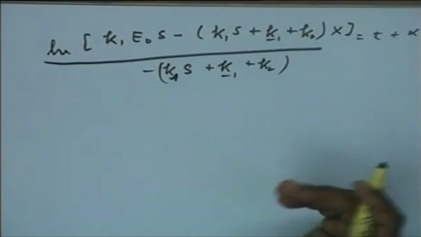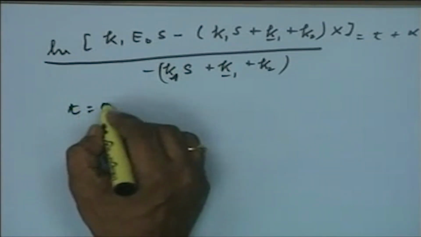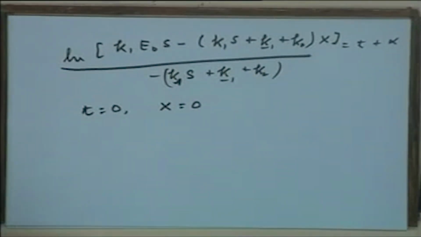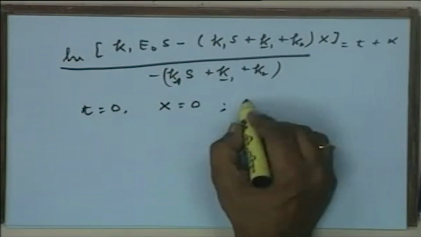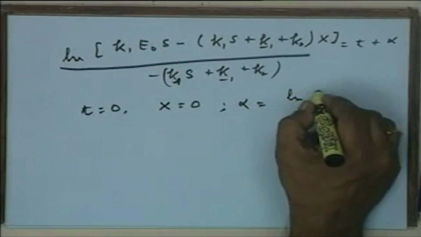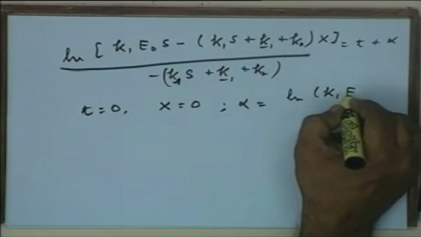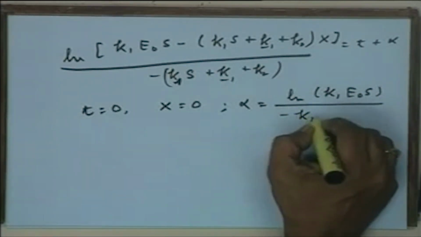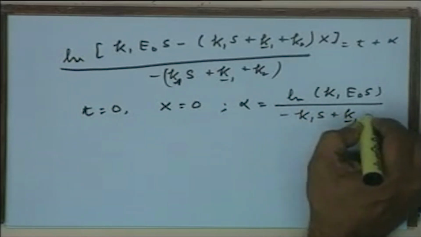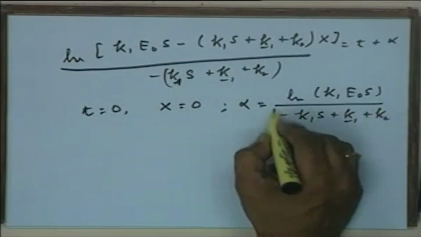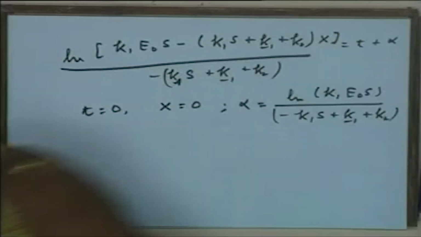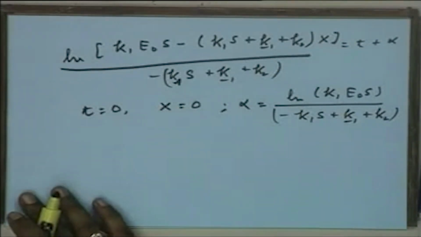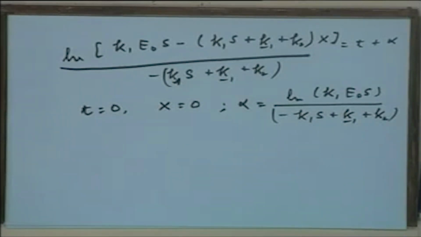Now this alpha can be easily determined at T is equal to 0, X is equal to 0. At initial time there will be no enzyme substrate complex, and that can give you simply the value of alpha as ln K1 E naught into S upon minus K1 S plus K minus 1 plus K2. So now you can substitute the value of alpha and thereby get your final solution to the two integrals.